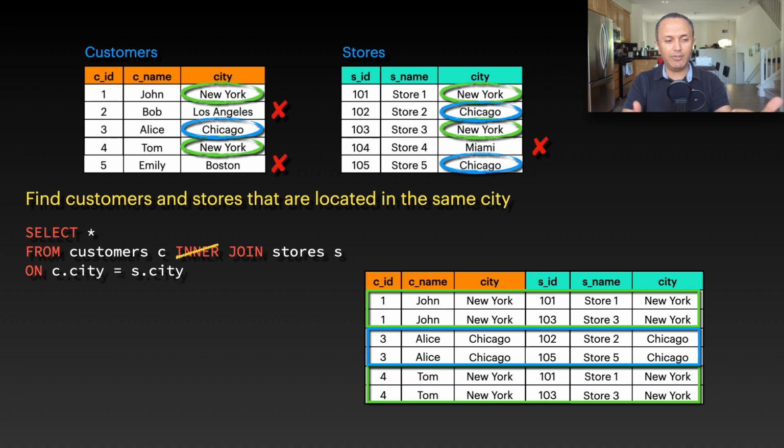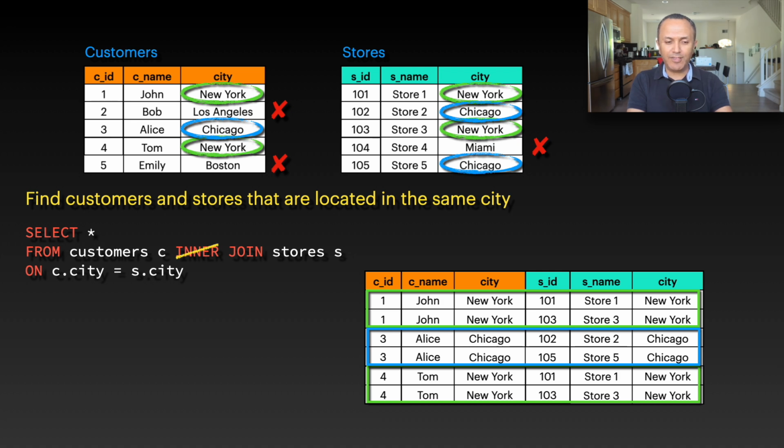Same thing with Emily, who lives in Boston. We don't have a store in Boston, so Emily is not shown in the result because it doesn't match with any of the stores. Same thing on the store side. We have store number 4, which is located in Miami. Since we do not have a customer in Miami, this means that this store doesn't match with anything, so it does not show up in the result as well. So the only things that show in the results are things that match from both sides, from both inputs.